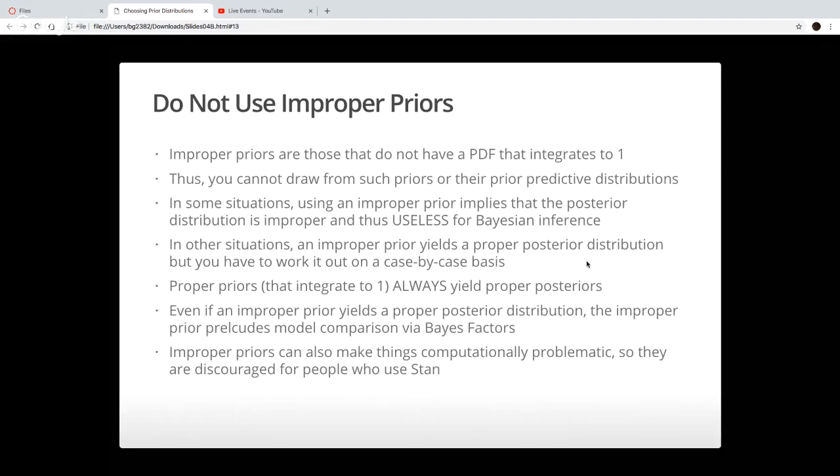And one of the problems that you can run into is if you use the improper prior, then you might, even when you condition on the data, have an improper posterior distribution whose integral diverges rather than integrates to 1.